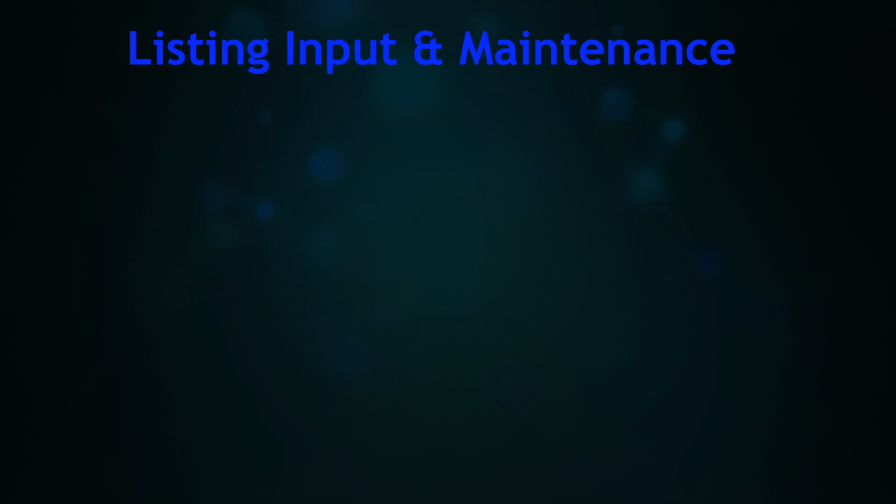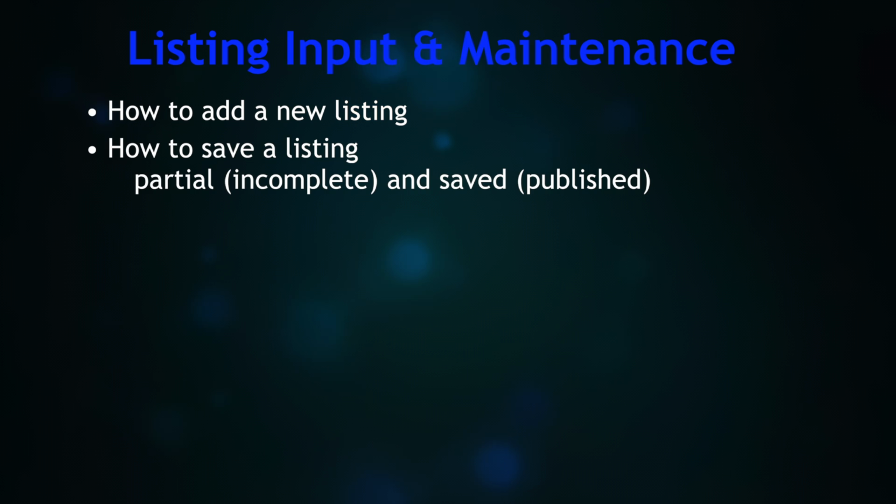As we go through our session today, we're going to learn how to add a new listing to Paragon, and how you can save that listing. In Paragon, we have two types of saving of listings. We have a partially saved listing, you might be familiar with the term incomplete. And we also have a saved listing, which would be a published listing.